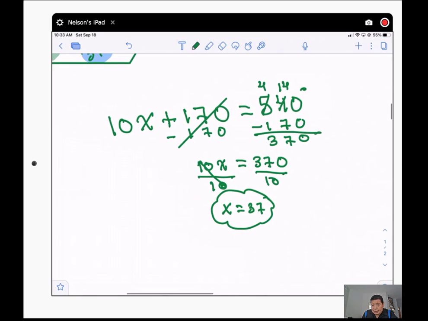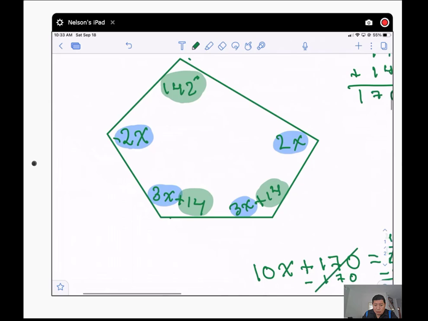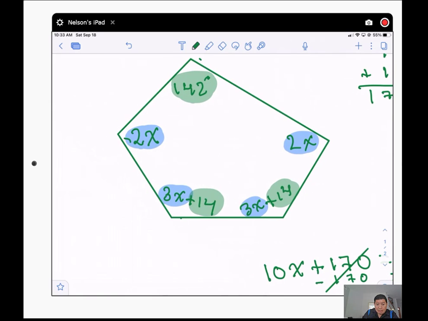What we're going to do next is take that value of x and substitute it into each individual angle to be able to come up with the amount for the degree. If you notice, we actually have two angles that repeat. This 2x over here is the same thing as this 2x. So if we find the angle for one, we'll know the angle for the other. And same thing for the two base angles. They're both 3x plus 14. So by knowing one, you're also going to know the other.